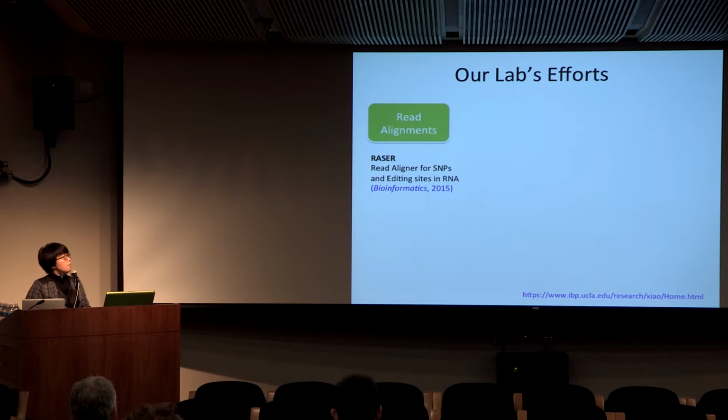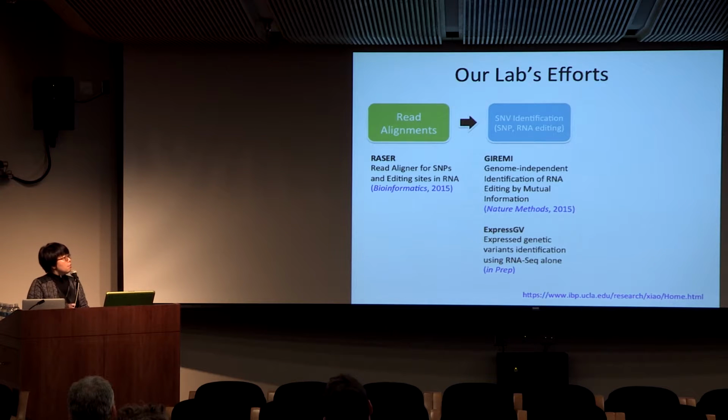Over the years, my lab has been focusing on single nucleotide analysis to address these challenges. First of all, we developed a new read aligner called RASER, which is a read aligner for SNPs and editing sites in RNA. So it is tailored and specifically designed to optimize the mapping accuracy to single nucleotide variants in the RNA-seq reads. And we also developed methods to identify single nucleotide variants and specifically to distinguish genetic mutations or SNPs from RNA editing sites.